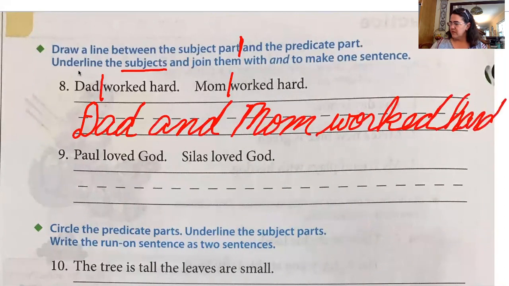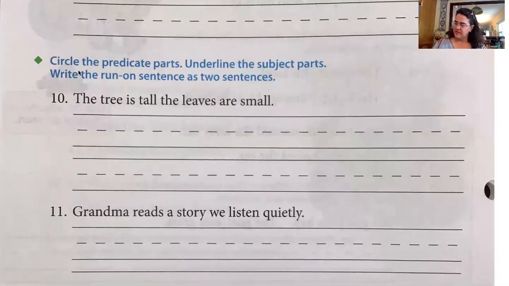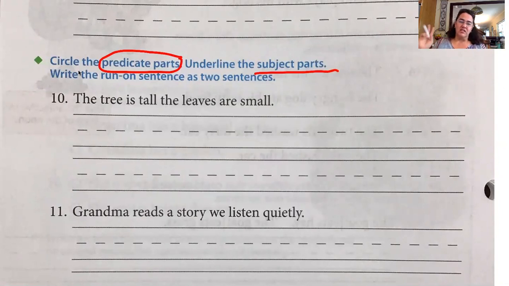All right, then we're going to circle the predicate parts. Everyone circle where it says predicate parts. Underline the subject parts. Underline where it says subject parts. Write the run-on sentence as two sentences. Are you ready? The tree is tall. The leaves are small. Where are my predicate parts? Remember, the predicate part starts normally with an action word. So what are we going to circle in the tree is tall, the leaves are small?